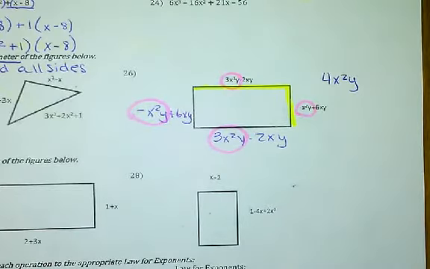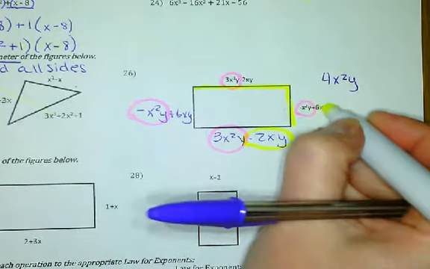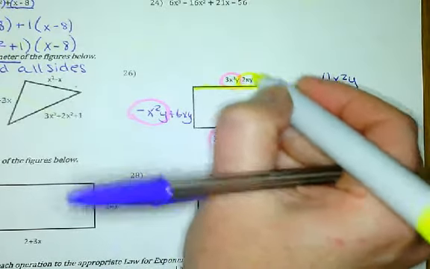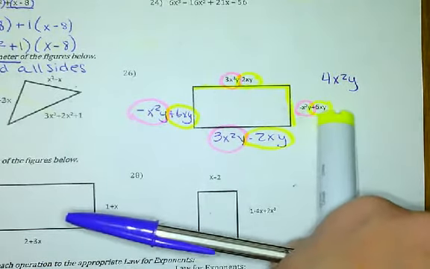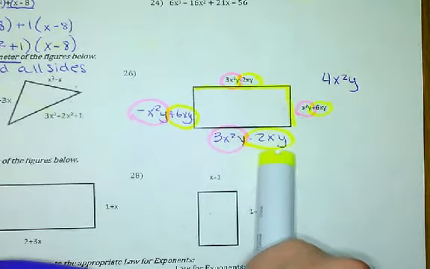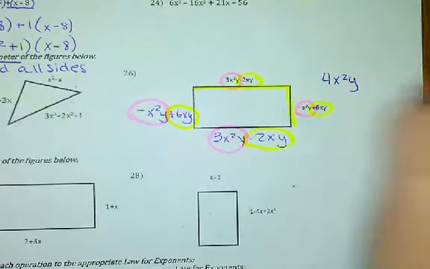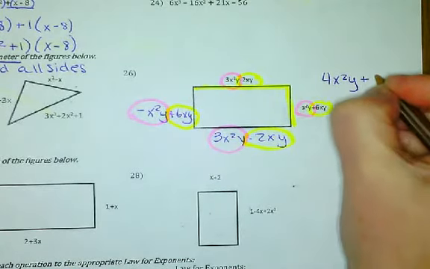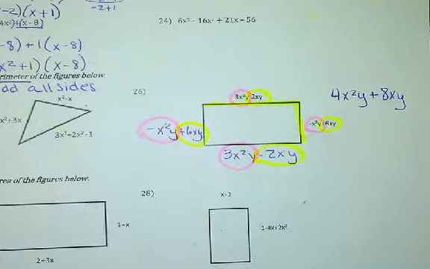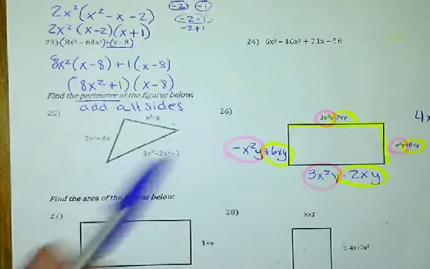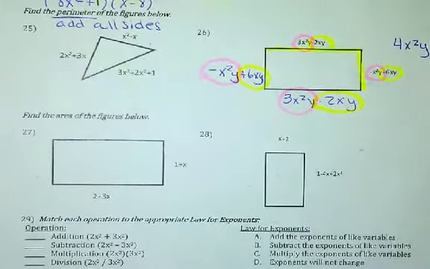All right. And then I'm going to combine all my xy's. So I notice I got a negative 2xy, 6xy, negative 2xy, 6xy. So 6 plus 6 is 12. Minus 2 is 10. Minus another 2 is 8. So positive 8xy. So that's the perimeter. And again, same thing here. You're just going to go through and combine all the like terms. All right, for the area down here.